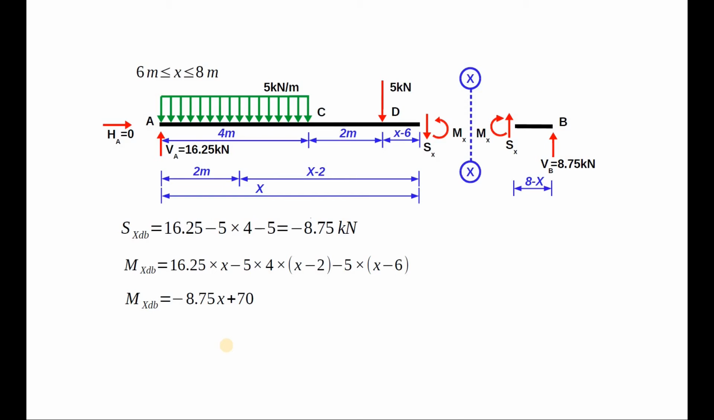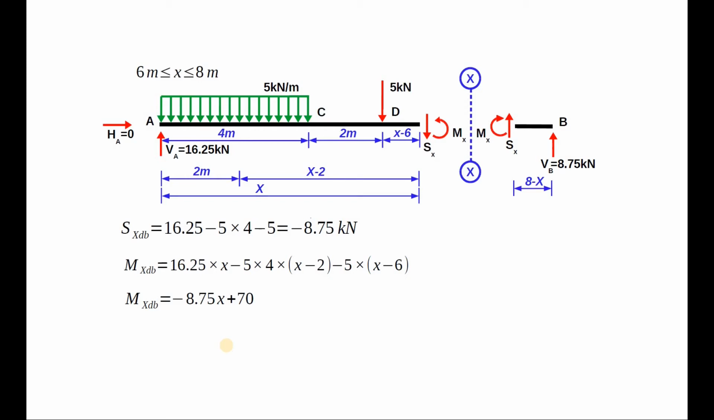Forming the equation for shear force, we can clearly see that we have 16.25 going upwards, hence considered positive. 5 into 4 as uniformly distributed load is going downwards, hence considered negative. And a concentrated load of 5 kilonewtons is going downwards, hence considered negative, giving us the final value of negative 8.75 kilonewtons.